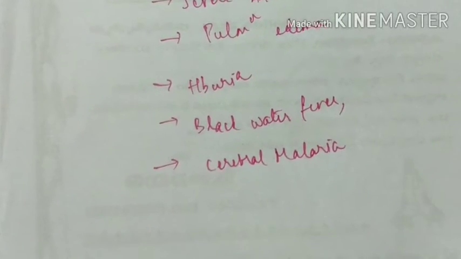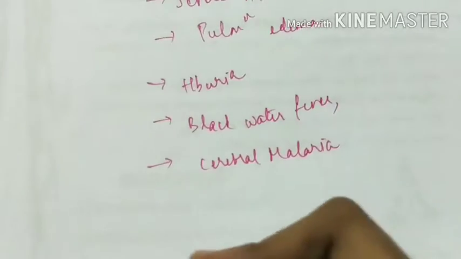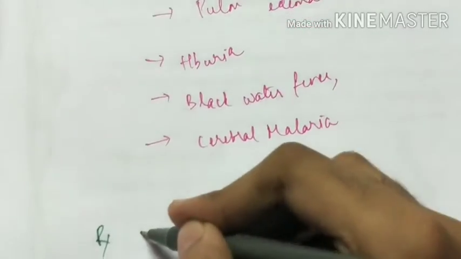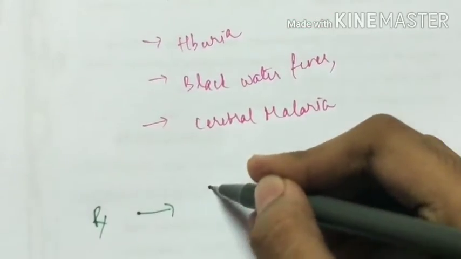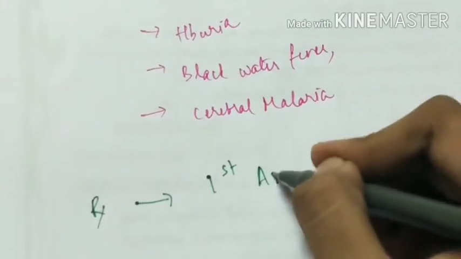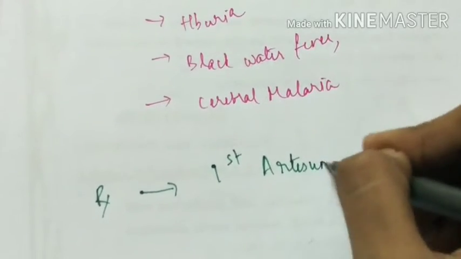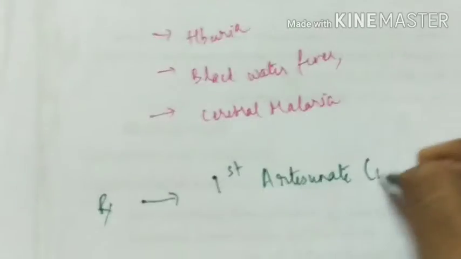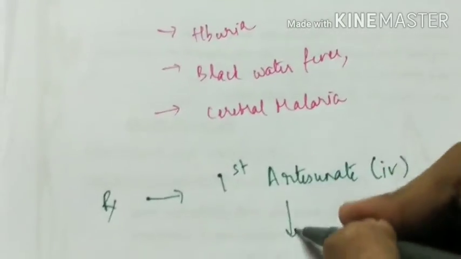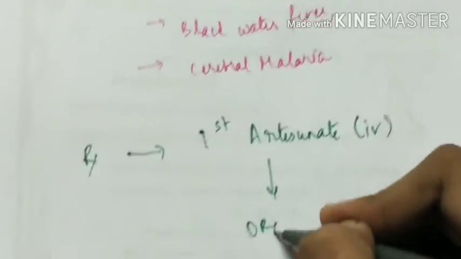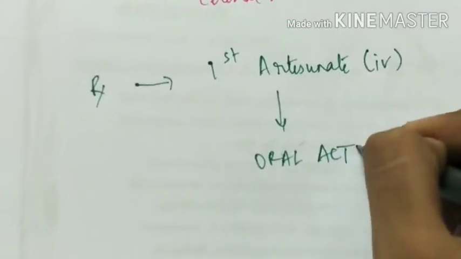So the treatment of complicated falciparum malaria: first artesunate is given as IV. Later oral ACT is given.